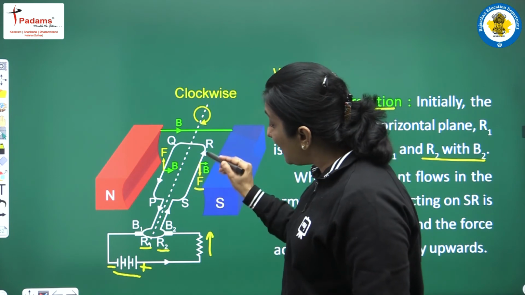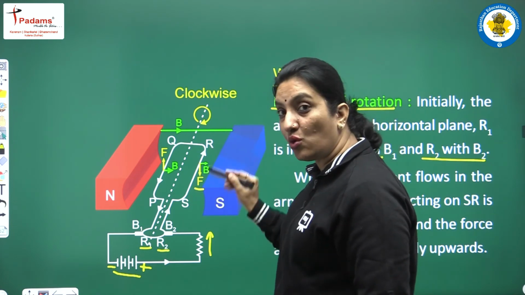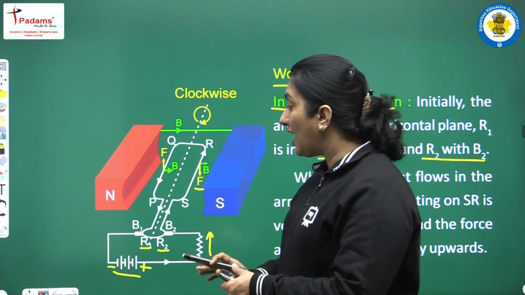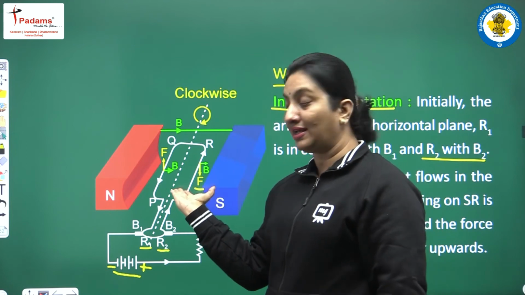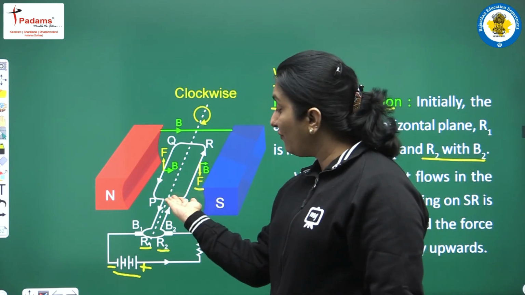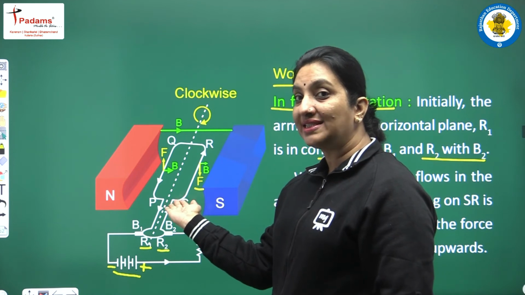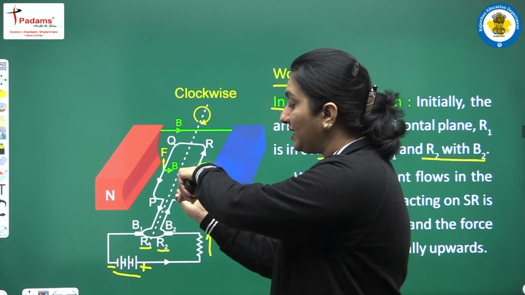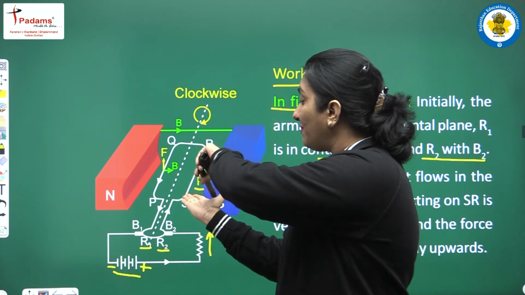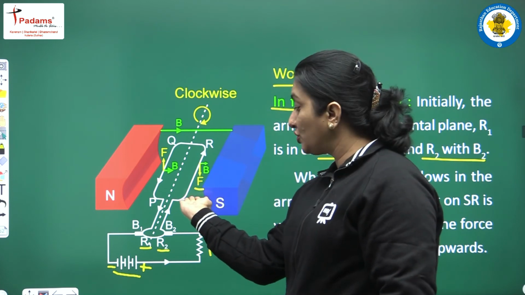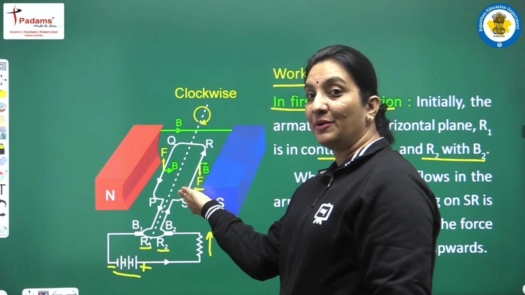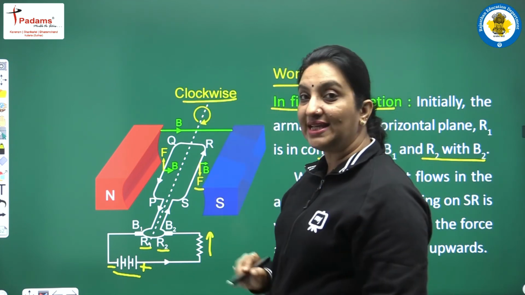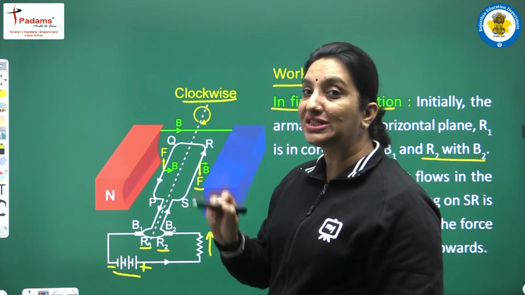So this arm has a downward force and this arm experiences an upward force. So the armature coil, which is placed horizontal between the magnetic poles, will experience a force such that it will rotate in a clockwise direction. This arm is experiencing an upward force, this arm is experiencing a downward force. So it will move like this. The armature coil will move in a clockwise direction. So this is for the first half rotation.